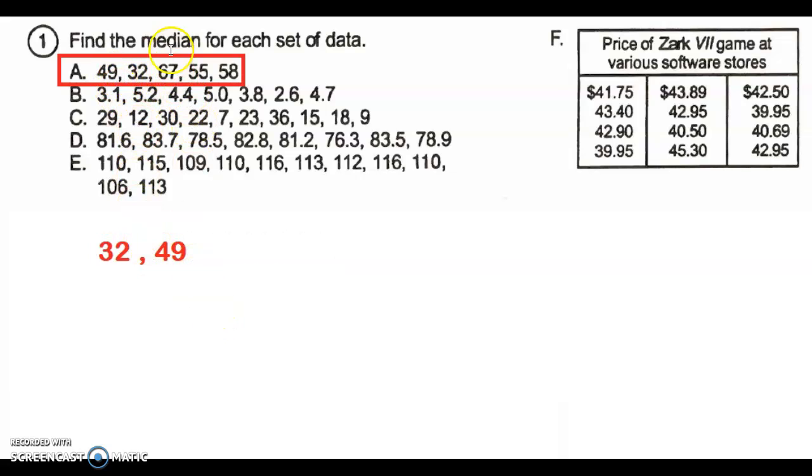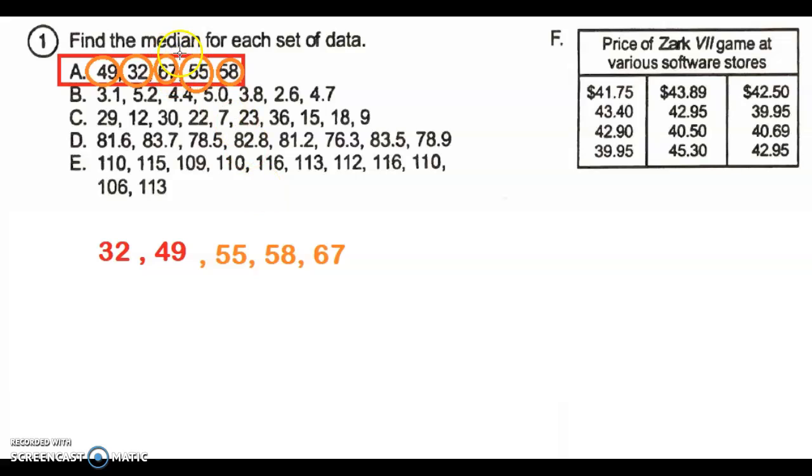And something that you might want to do as you're going through this is highlight it or circle it or something so you know you used these already, so that you don't accidentally put it in there twice. So I have 32, 49. Next I'm going to do 55, then 58, then 67. This isn't a big range, so it's not that tricky. But let me see, 55 is right here, 58 is right here, right? And 67 is right here. All right, so now I have it in order.